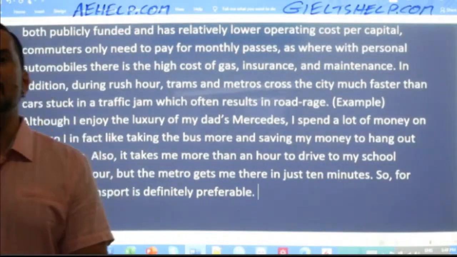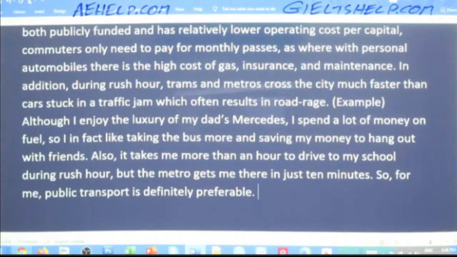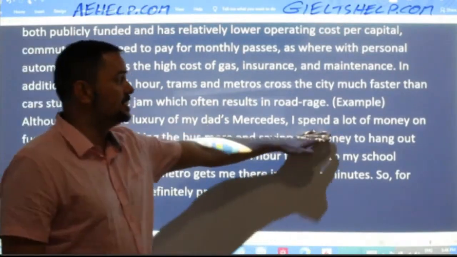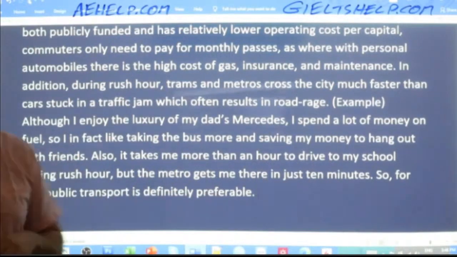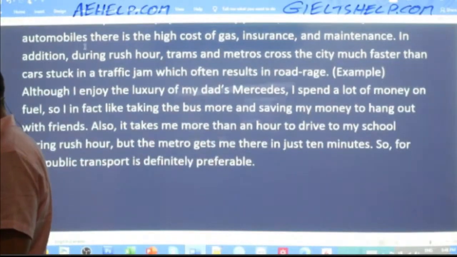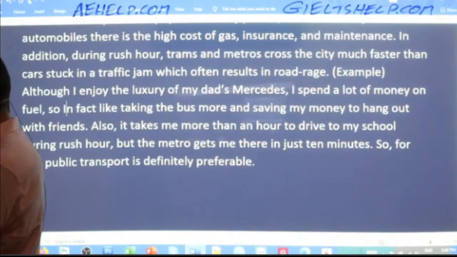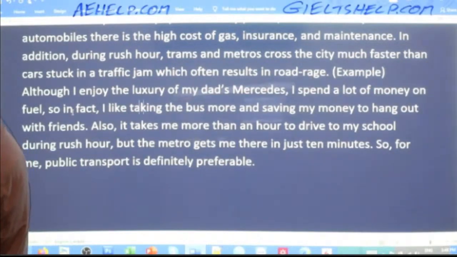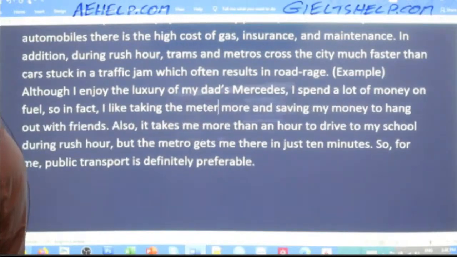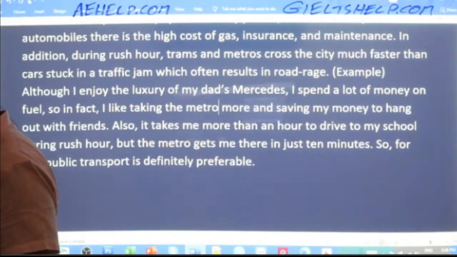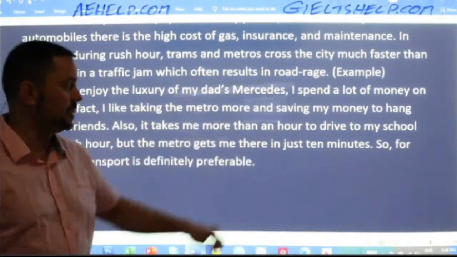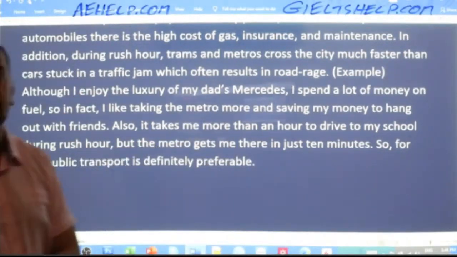All right, so typing away here, this is my example, kind of connecting with the previous. Although I enjoy the luxury of my dad's Mercedes, I spend a lot of money on fuel. So in fact, I like taking, let's stay with one type of transport here, metro more, and saving my money to hang out with friends. Also, it takes me more than an hour to drive to my school during rush hour, but the metro gets me there in just 10 minutes. So for me, public transport is definitely preferable.